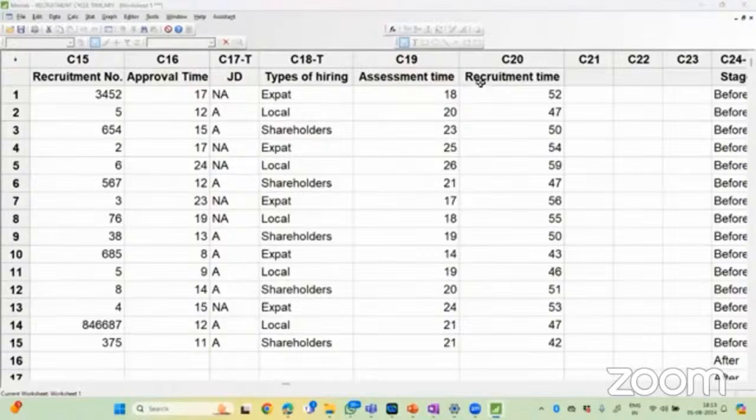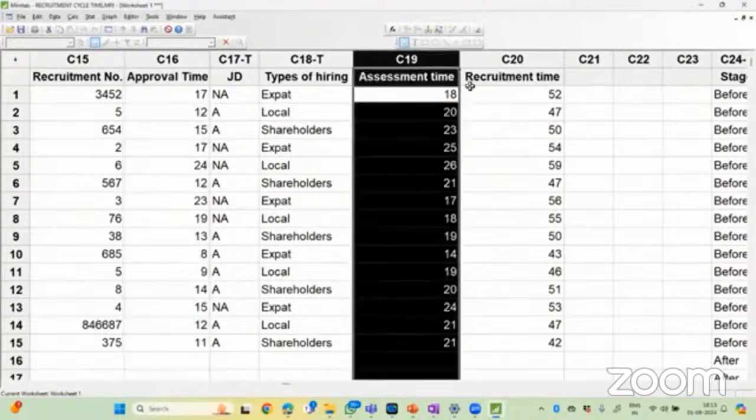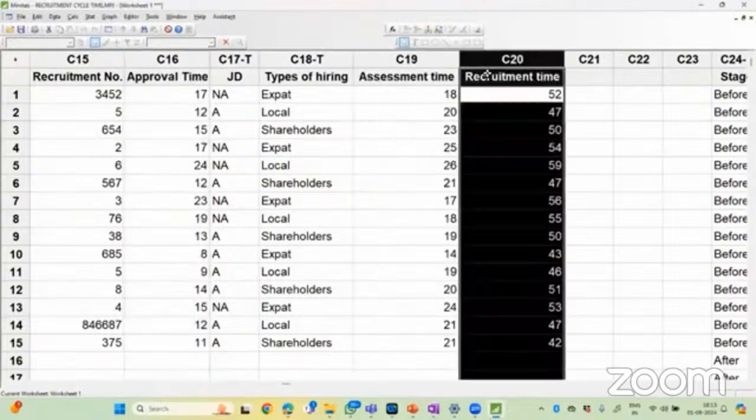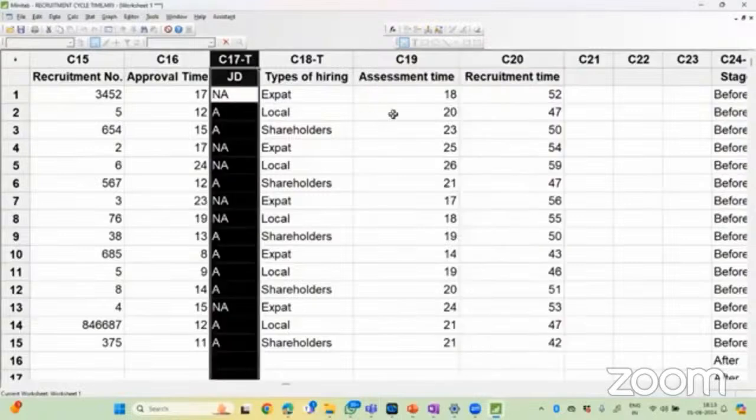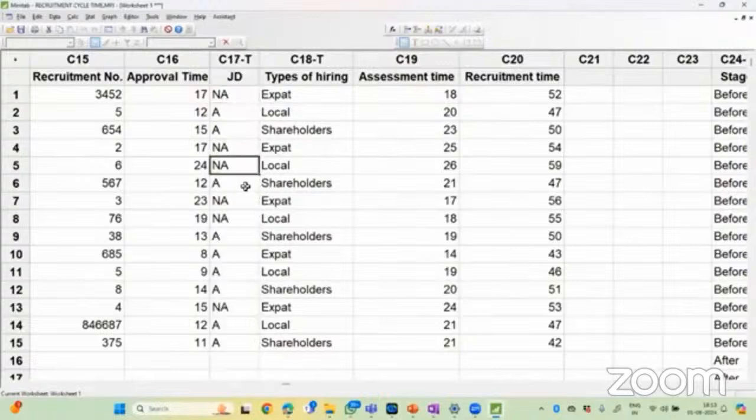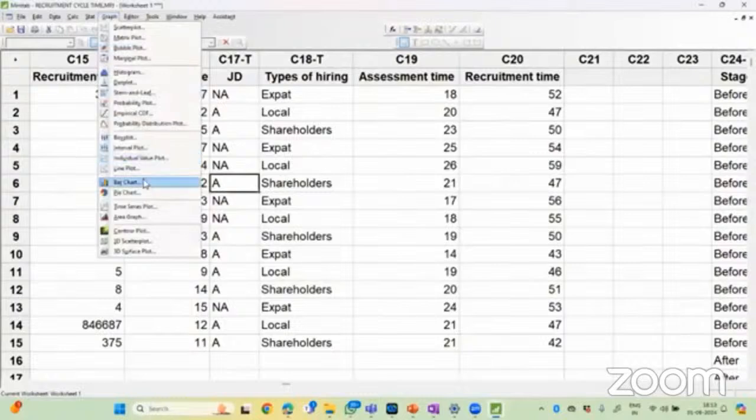So I just gave you an example of scatter plot, and now you have got your approval time is the root cause, but assessment time is not the root cause. How about recruitment time and job description availability? I cannot do a scatter plot here because job description availability is attribute data. So I will do box plot. So let me do a box plot here.